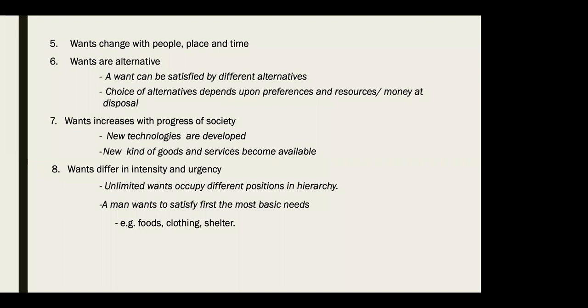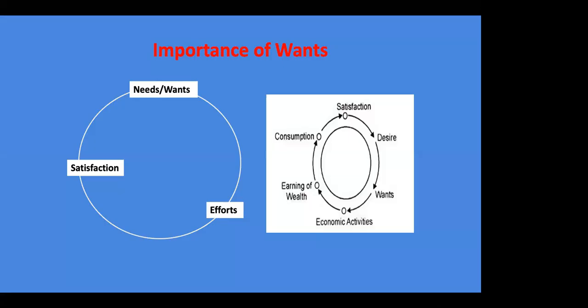Wants change with people, place, and time. And wants are alternatives. Wants increase with the progress of society as new technologies are developed and people demand new kinds of goods and services. Wants differ in intensity and urgency. Unlimited wants occupy different positions in a hierarchy. A man wants to satisfy first the most basic needs. Food, clothing, and shelter are the basic needs.